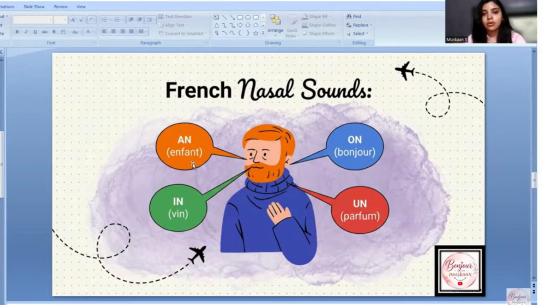Now, here are some French nasal sounds. EN, like in enfant. ON, bonjour. IN, vin. UN, parfum. Now it is written like this but its pronunciation is different. I hope you have understood till here. The first one is enfant. Second is bonjour. Third is vin. And the last one is parfum.